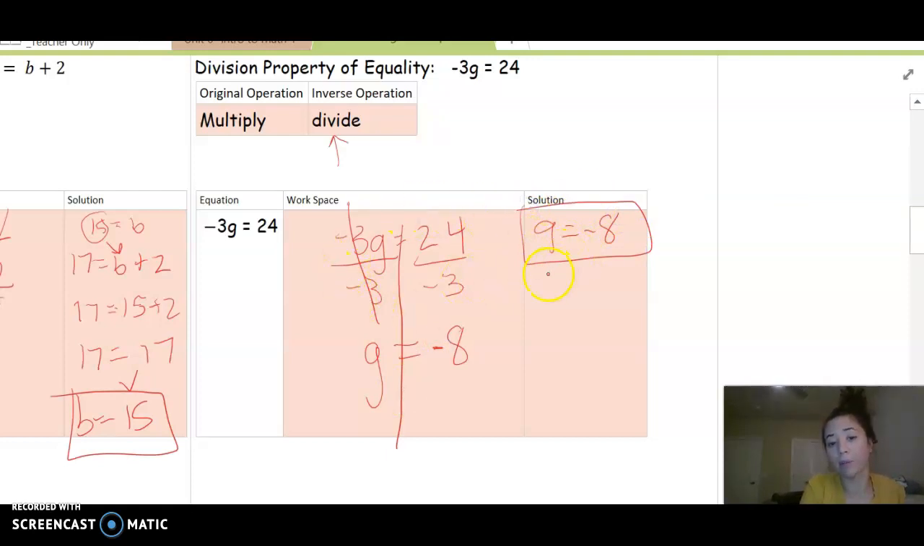And again, we can double check that. If I do negative 3 times negative 8, negative times a negative makes a positive. 3 times 8 is 24. So we're good there. Great.